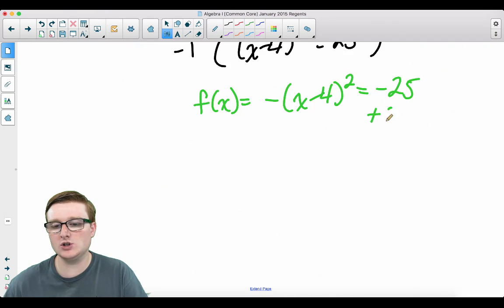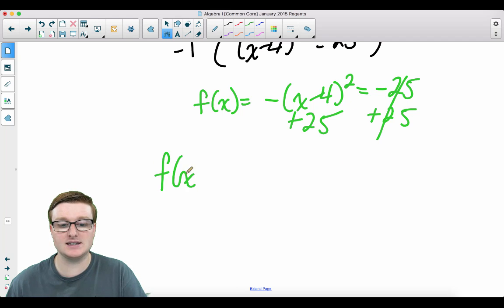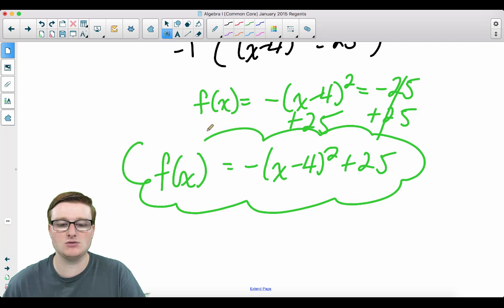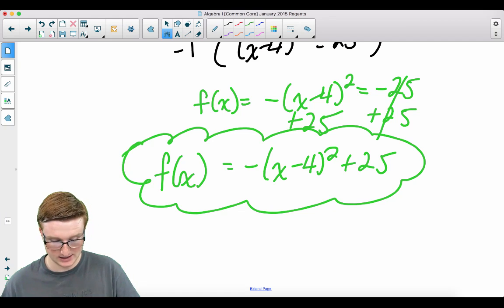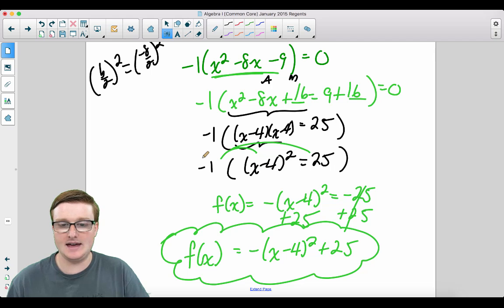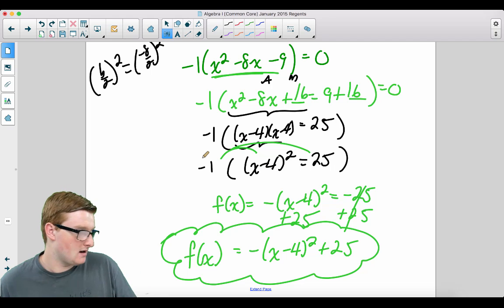So we're going to move the 25 over to the left-hand side, and now we're done. F of x in vertex form is negative parenthesis x minus 4 squared plus 25. And that, ladies and gentlemen, is how you write f of x in vertex form by completing the square. And that's about it.